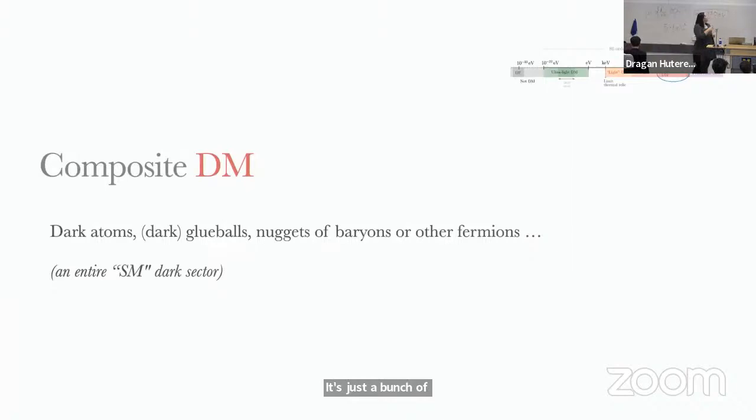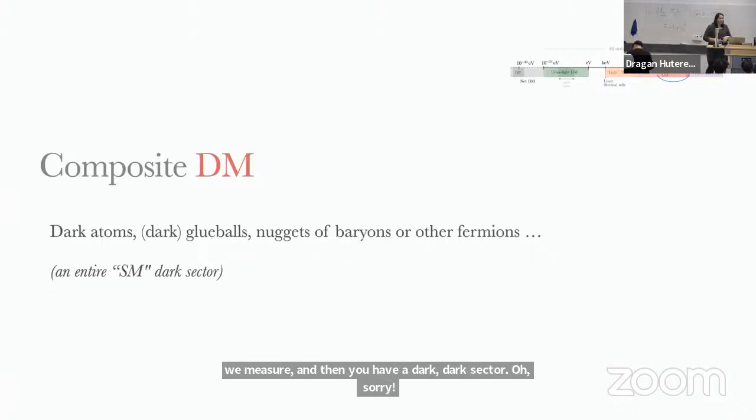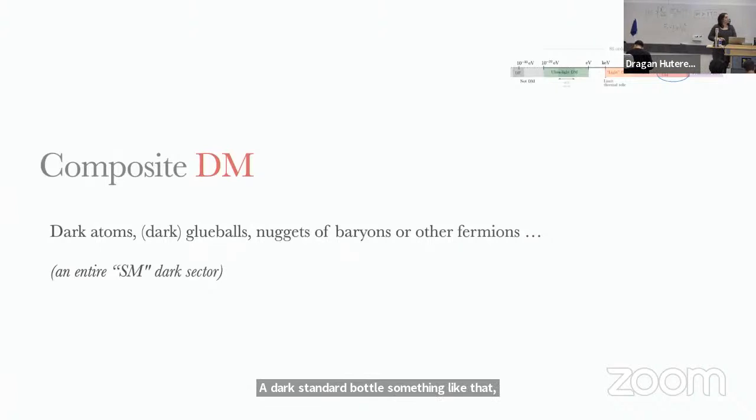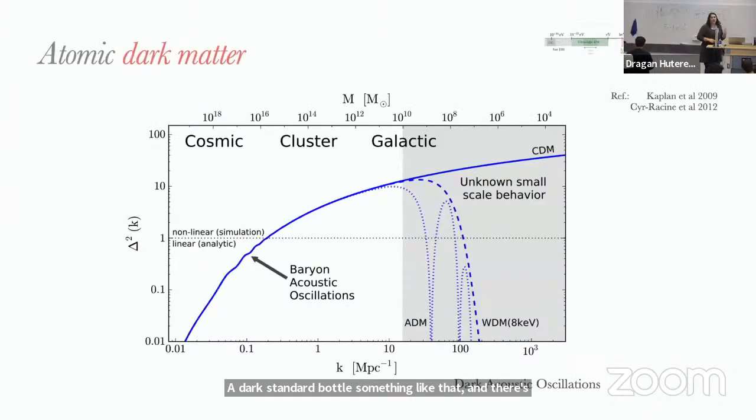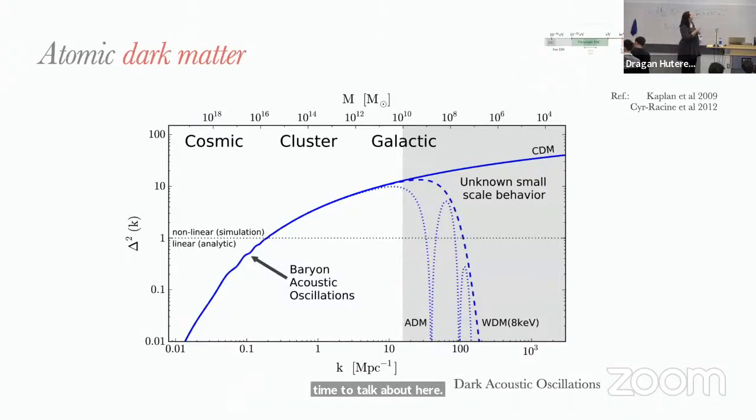Or you can even have an entire dark sector, an entire dark standard model proposed. So you have the sector that we measure, and then you have a dark one. And there's a bunch of those models. One model that I won't have time to talk about here, but I would love you guys to go search for a little bit better, is atomic dark matter.